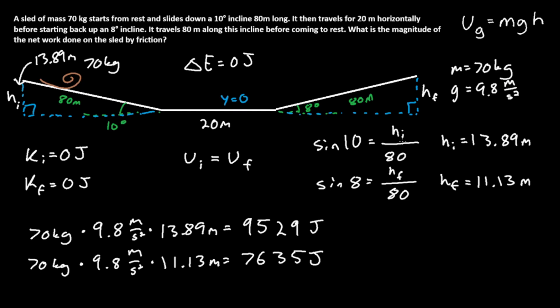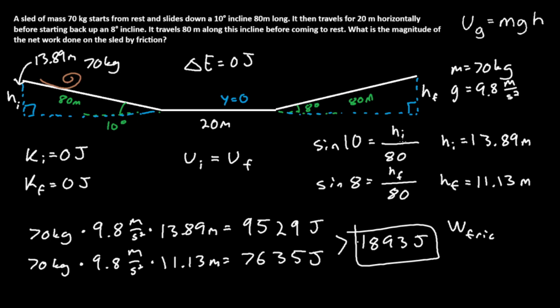Well, there was friction along the way. So your change in energy in the universe is still 0 joules. But friction released the energy into the surroundings rather than maintaining it in the system. And in this case, the system is the sled. So the difference between these two energies is 1,893 joules. So the difference between these two energies is the work of friction.